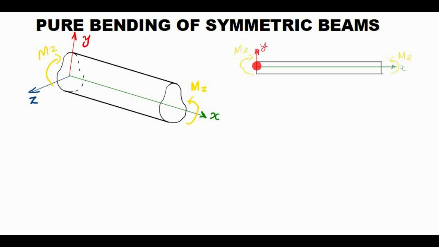Now, since the beam is having a uniform cross section throughout its length, we can show the beam like this. The x-axis is along the length and the y-axis is perpendicular to the x-axis, and it is along the axis of symmetry. And the z-axis will be perpendicular to this.